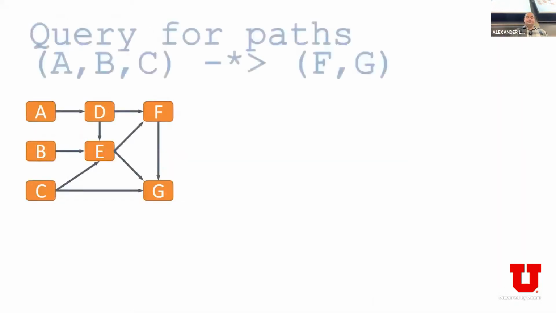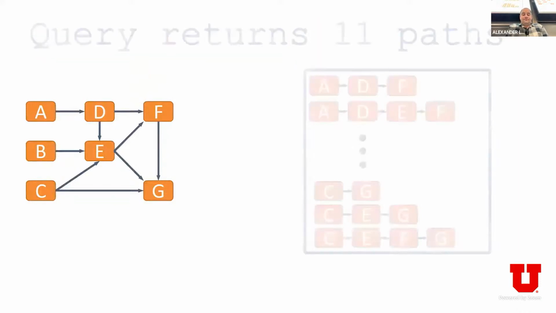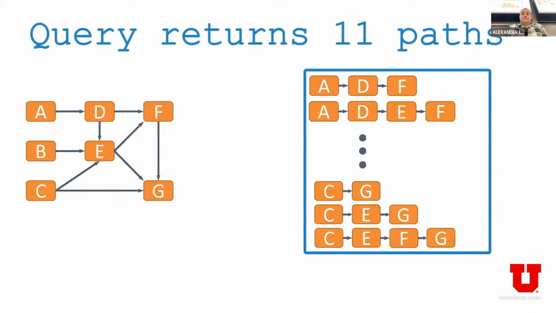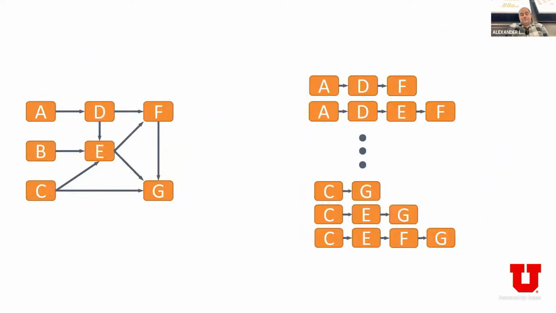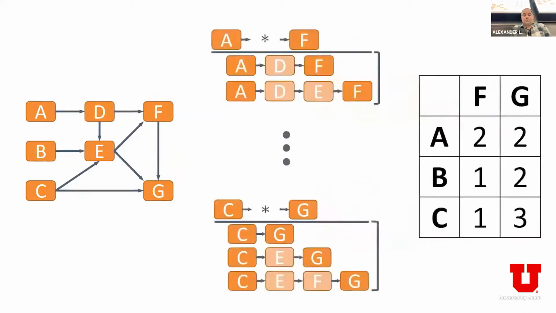Suppose we query a large graph for paths connecting the nodes A, B, and C to nodes F and G. The query returns a graph that contains 11 paths connecting these nodes, but understanding these paths is challenging. For example, a question such as, which of the starting nodes have more connections to nodes F and G, is difficult to answer with traditional graph visualization techniques. The connectivity matrix aids this type of analysis.